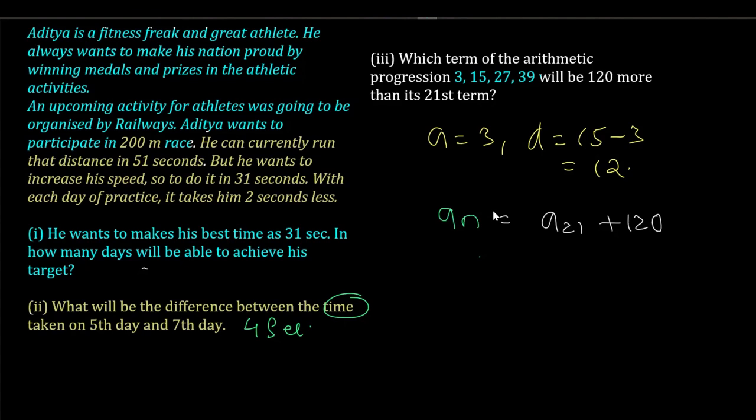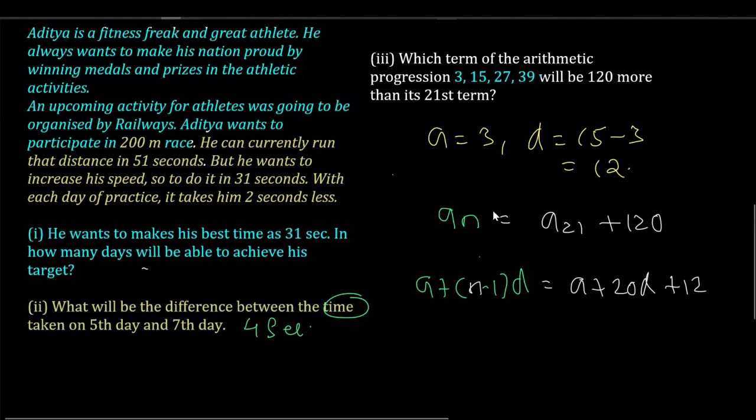So let's begin with replacing these values. From here, an can be replaced with the formula a plus n minus 1 d, keeping in mind that we have to get the value of this n. And this is the 21st term. Using the same formula, it is a plus 20d, and n minus 1 d plus 120. This 120 is copied. So once more, this was the 21st term, and we have a formula for the nth term. So the 21st term can be replaced with a plus 20d.